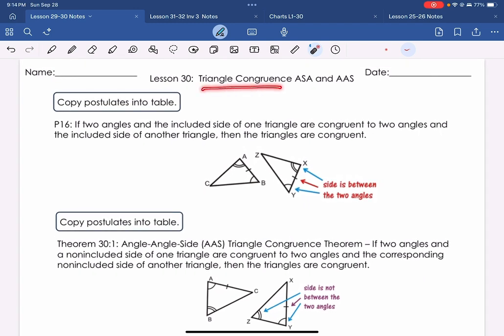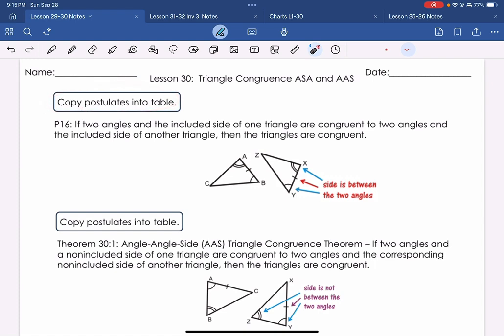More triangle congruences. So we've learned side, side, side. We've learned side, angle, side. Now we're learning angle, side, angle. That's where you have the included side between two angles. And then also angle, angle, side. So eventually you'll want to copy these postulates in the table so you'll have them.